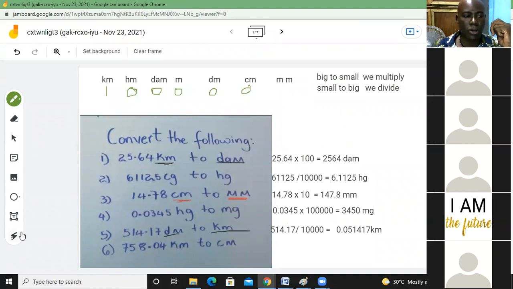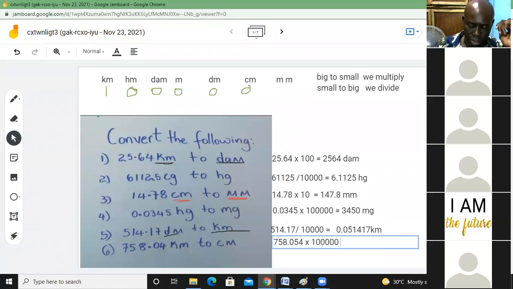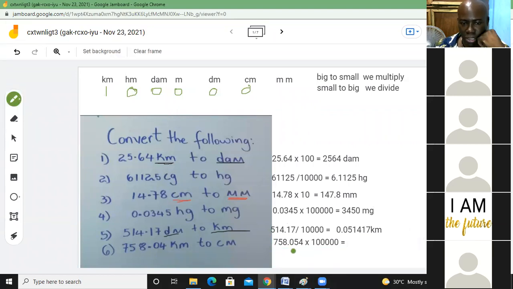All right, so let's just take out our thing and go. What are we multiplying? We're definitely going to be multiplying 758.04. We're going to multiply that by 100,000. And we're expecting the decimal point to be traveling. So it's five places. So this looks like we're going to have to include two zeros. 1, 2, 3, 4, 5.